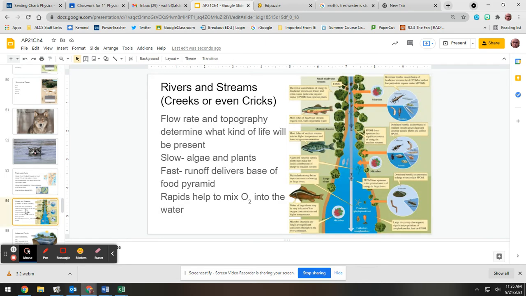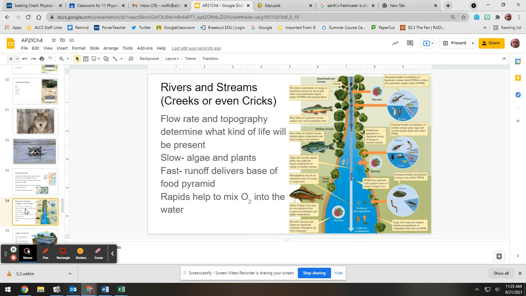Rivers and streams, some people call them creeks. Some people even call them a crick. I know that when I was a kid, we called the one on our farm a crick. Go down to the creek and look for bugs, or cross the creek. Just what we said. Sorry. Maybe we were a little bit of hillbillies when we were growing up.